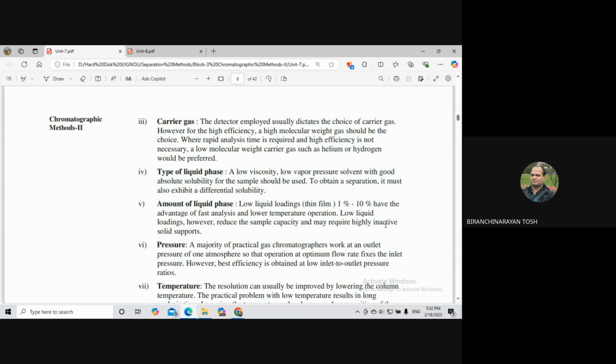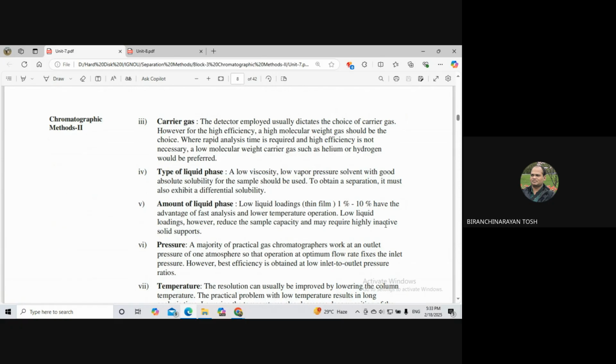The type of the liquid phase: a low viscosity, low vapor pressure solvent with good absolute solubility for the sample should be used. To obtain a separation, it must also exhibit a differential solubility. The amount of liquid phase: low liquid loadings, it means a thin film of 1% to 10%, have the advantage of fast analysis and lower temperature operation. Low liquid loadings, however, reduce the sample capacity and may require highly inactive solid supports.